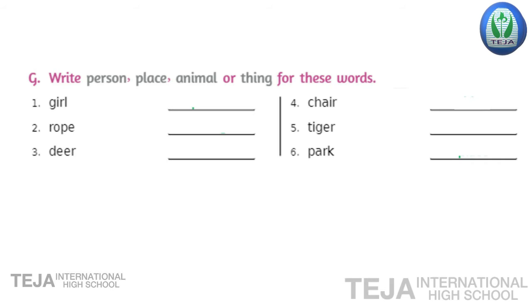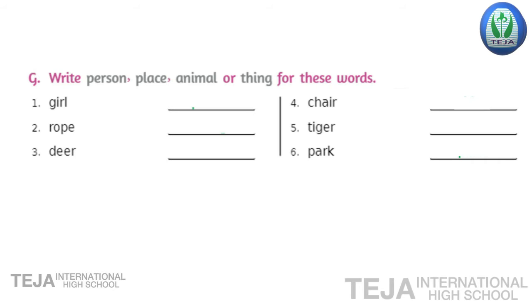Example, hunter. Here, hunter denotes a person. Forest. Forest denotes a place. Crow. It's an animal. Net. It's a thing. So, the names of a person or a place or an animal or a thing are called nouns.